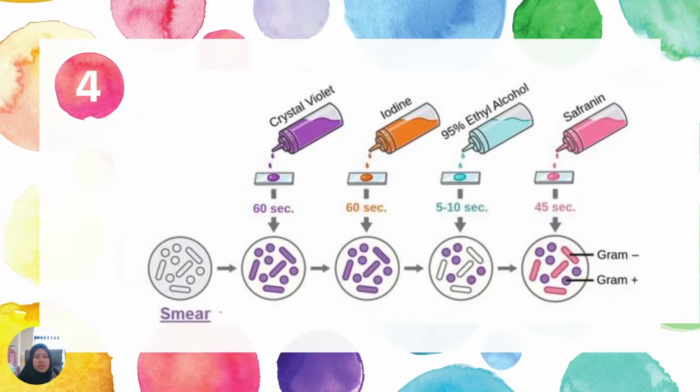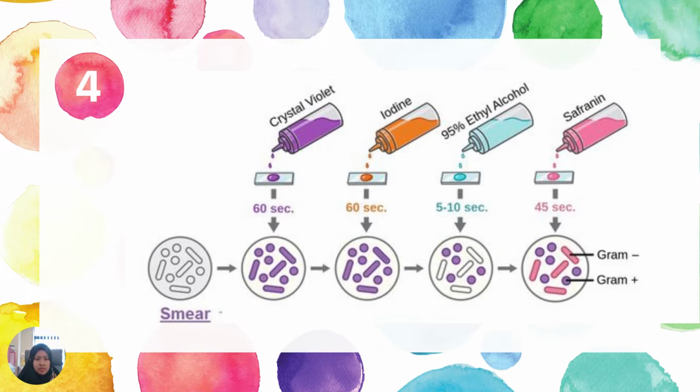So these are the steps and the timing. First we will have the smear, and then we put the crystal violet first. Remember, the crystal violet has the color of purple or blue. At this point, all of our bacterial cultures will be stained with the crystal violet, so we won't see any difference yet. The next one is the iodine treatment, and still there are no color changes yet.